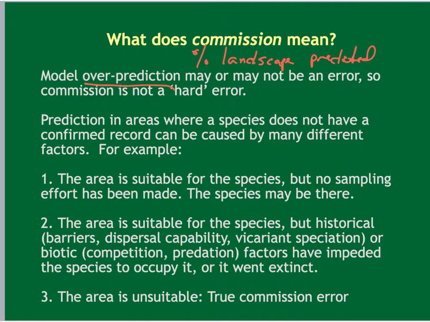The third, which would be the truest, quote-unquote, situation, is that the area may frankly be unsuitable and we're still predicting it. That would make a true commission error, but deciding between which of these three realities is happening on the ground is going to take some interpretation. So because of that, commission is not seen as a hard error like omission is.